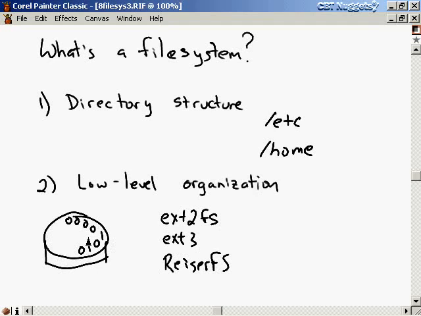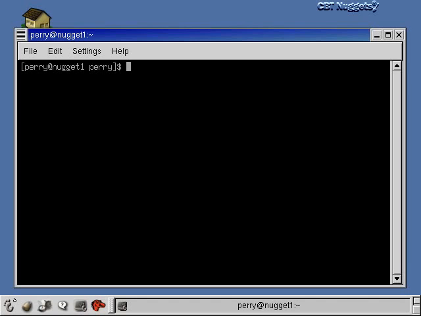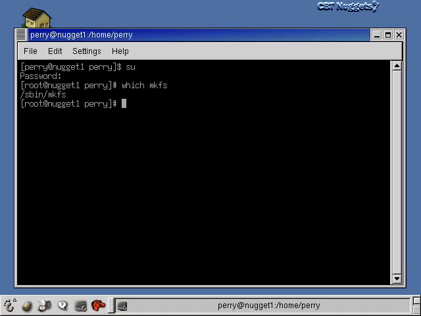I'm going to use the term file system to refer to both of these, and I'll just make it clear from my discussion whether I'm talking about a directory structure or the low-level organization of the disk. To do these commands that mess with the file systems and the partitions, we have to be the root user, so I'm going to switch over to be the root user. And then the other thing that we should check is to make sure that the directory where these utilities are located is in our path.